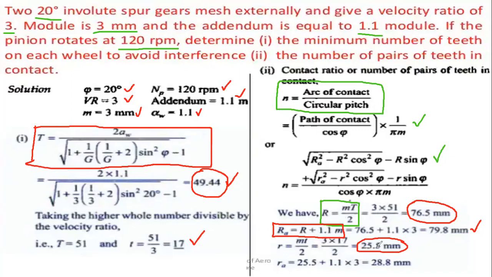So in total it is 25.5 mm. Then we find the radius of the addendum circle, that is 25.5 plus 1.1 into 3. That is small r plus 1.1 into 3, that is module. So in total we got 28.8 mm.